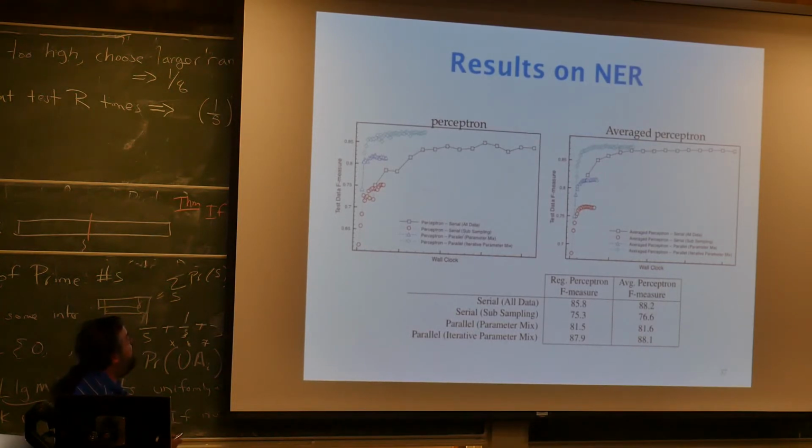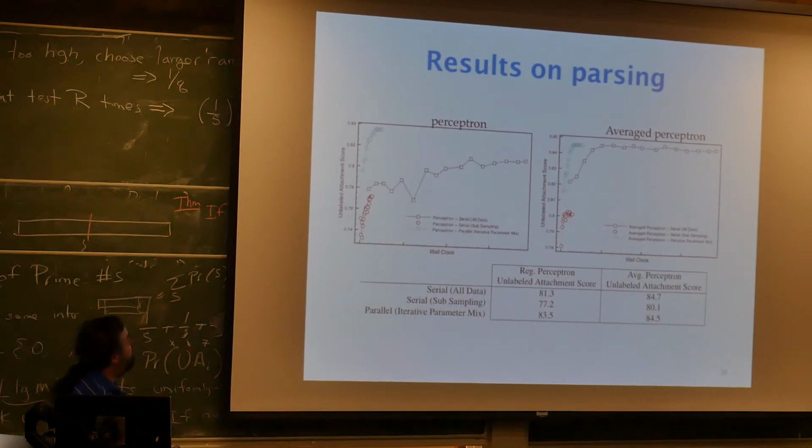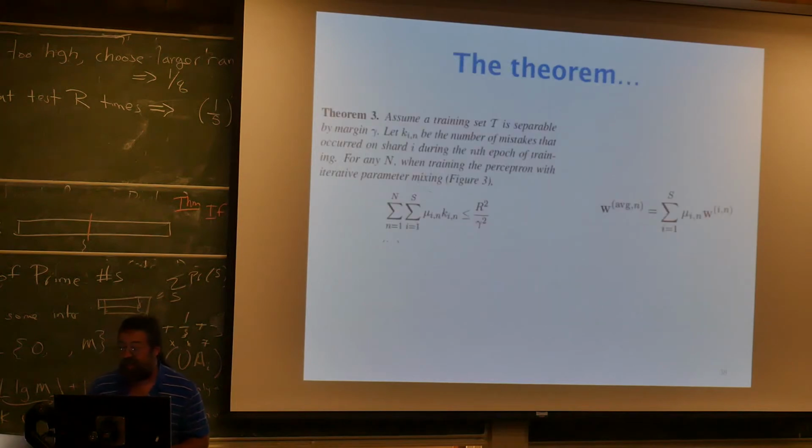This is for named entity recognition. Experimentally, it looks like this is helping quite a bit. You're getting to a good place much faster than you would have in any of the other baseline settings. This is for parsing. Again, these blue triangles are the result with their iterative parameter mixing algorithm. This is just a single serial perceptron, which gets there eventually. And this is just taking one shard of the data. They don't have the non-iterative parameter mixing for this case. So this is experimentally what's happening. It seems to work pretty well.